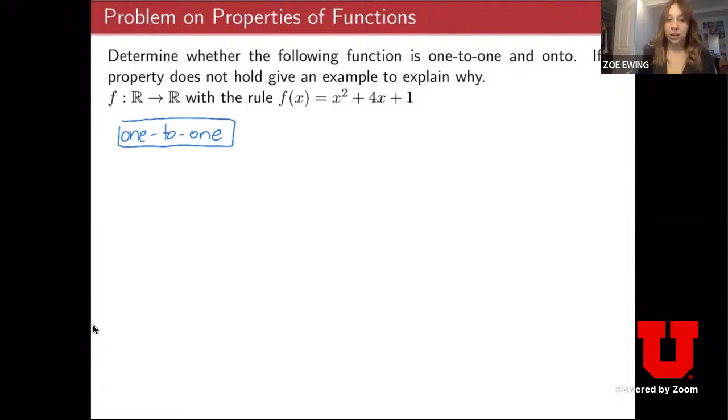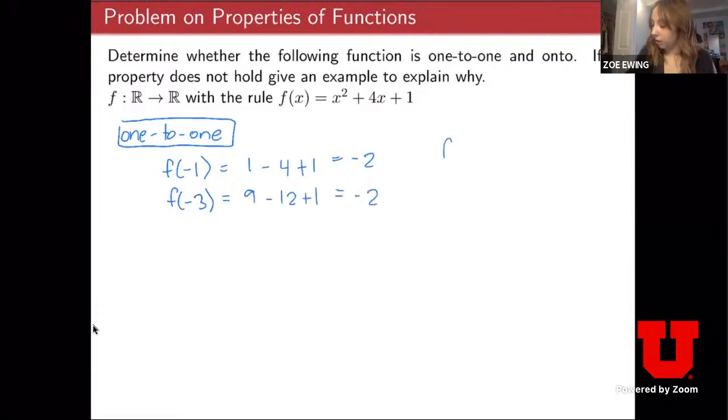Okay, so let's take -1. f of -1 would end up being 1 minus 4 plus 1, which gives -2. And f of -3 would end up being 9 minus 12 plus 1, which is also -2. So we have that f of -1 equals f of -3 because these two answers are the same, but -1 is not equal to -3. So f is not one-to-one.